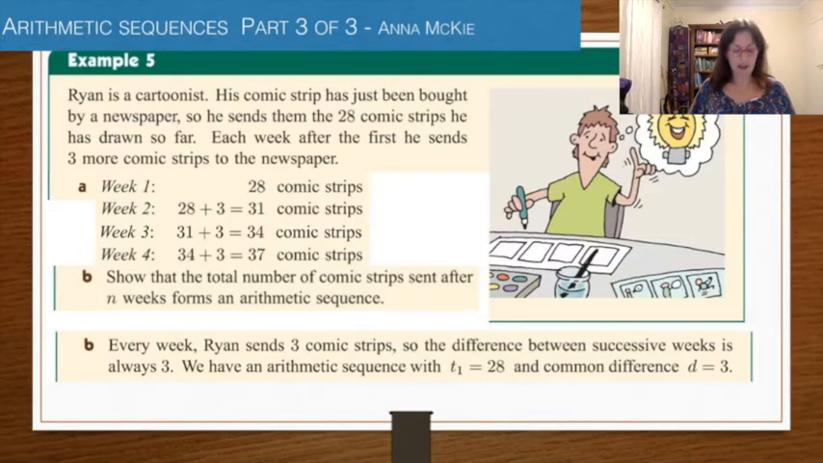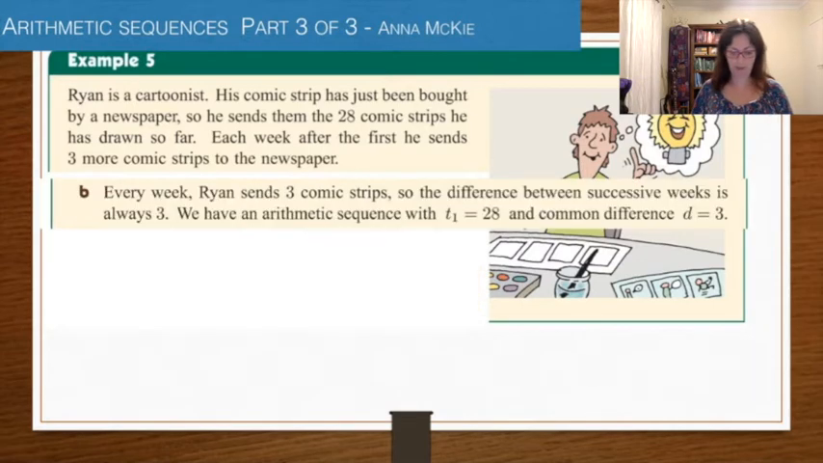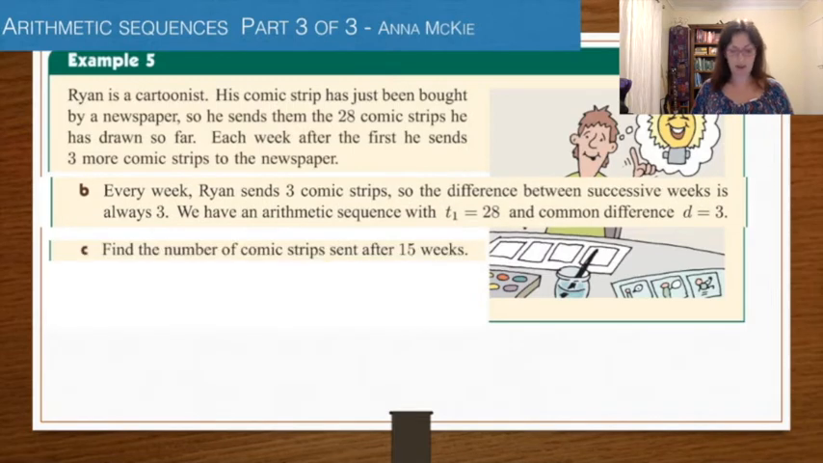Putting that in words, every week Ryan sends 3 comic strips, so the difference between successive weeks is always 3. And we have an arithmetic sequence where the first term is 28 and the difference is 3. So we do have an arithmetic sequence here. Alright, just leaving that one there.